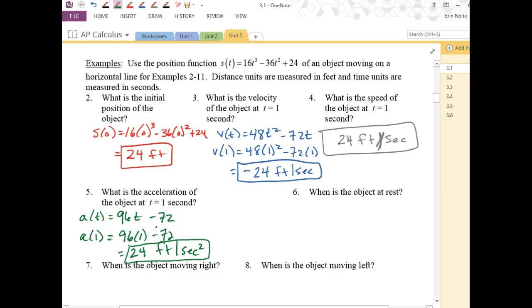Okay. Now number 6, this is like a giant idea on this question. When is the object at rest?